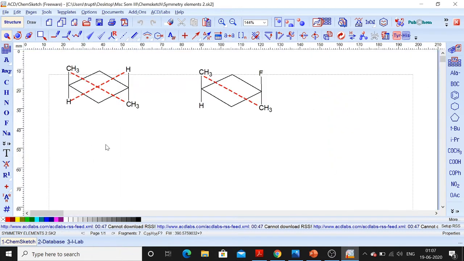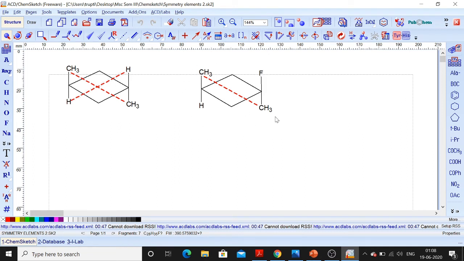Now see this example. This is a simple cyclobutane derivative. I have methyl groups, hydrogen and methyl group. This is a point I have taken, the middle of the molecule. I have extrapolated this line to one side where I come across the methyl group, and on the other side I'm again coming across the methyl group. So I'm coming across equivalent groups, and that's why I will say it has an inversion center or center of symmetry. Again on this side also we are coming across similar atoms.